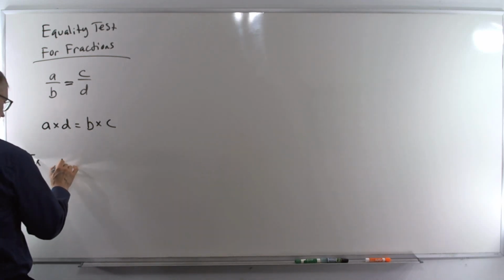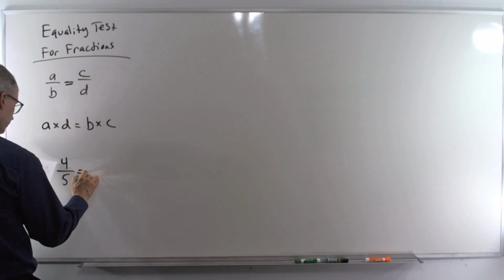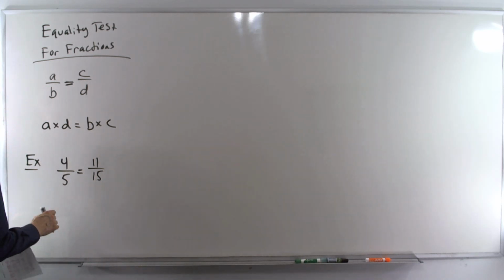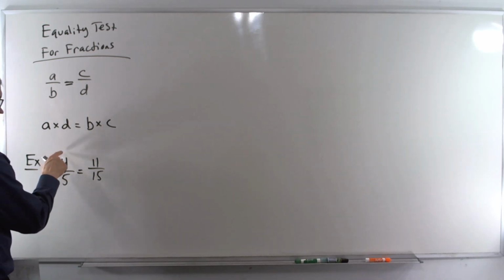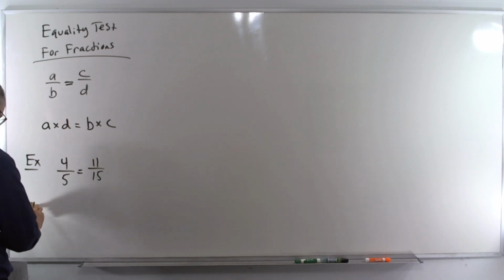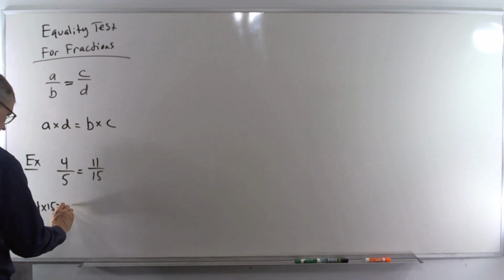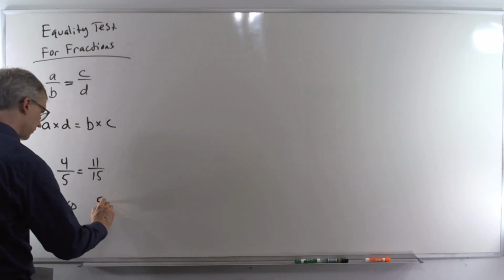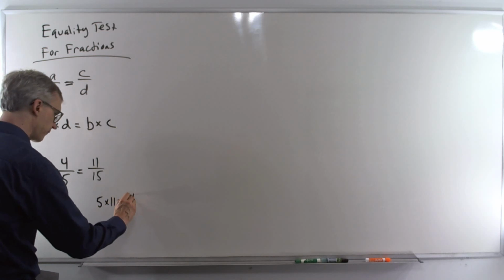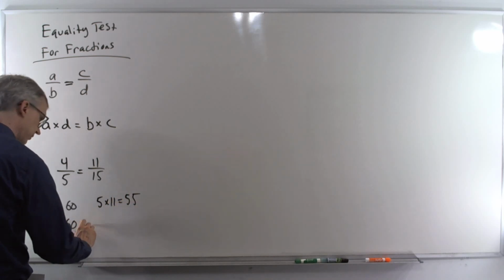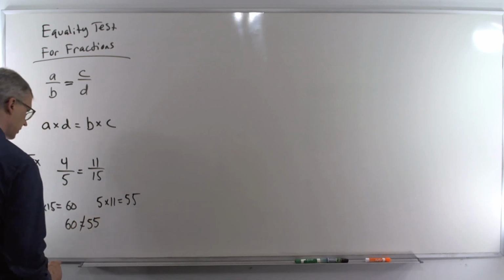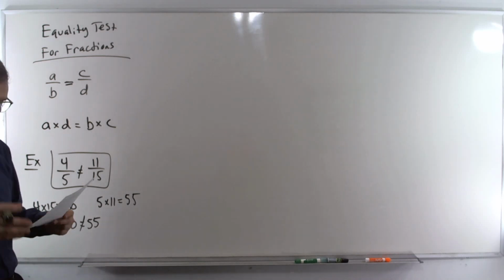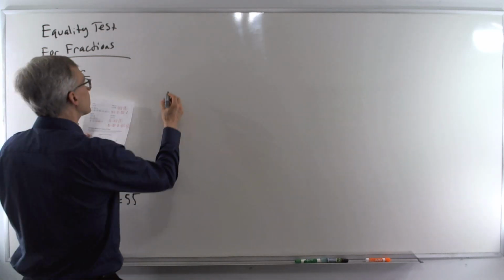Example. We're going to test to see if 4/5 equals 11/15. Right, they're very close, but we'll see if they're equal. So we're going to cross multiply numerator by denominator. That's 4 times 15, which equals 60. And then on the other side, we got 5 times 11, and that is 55. So since 60 does not equal 55, that means that these fractions are not equal to each other. Your turn number 11. Let's test these to see if they're equal.